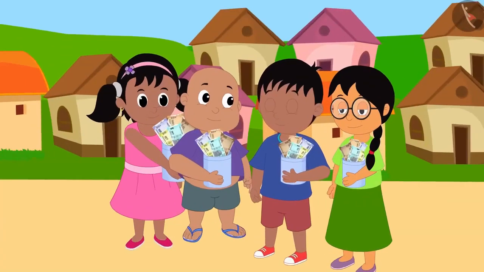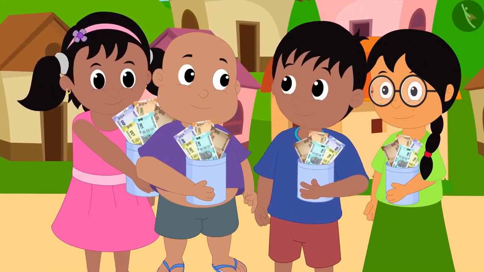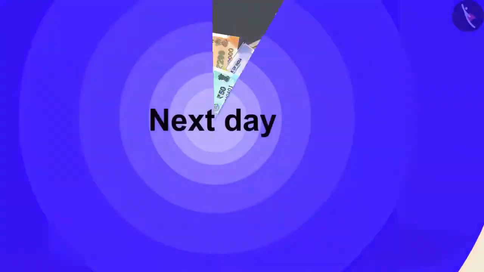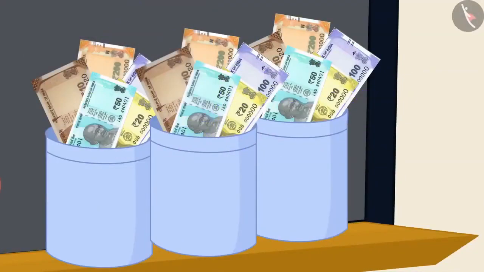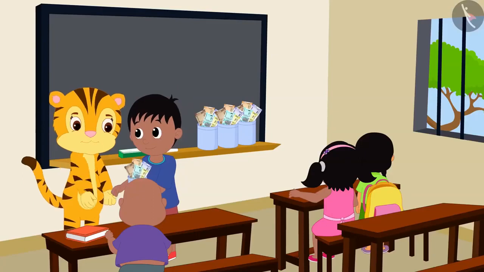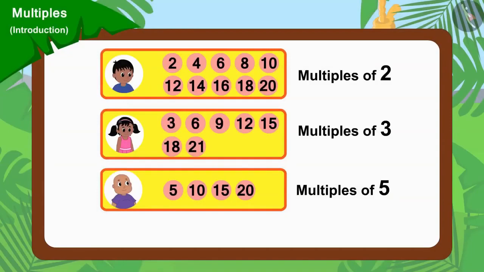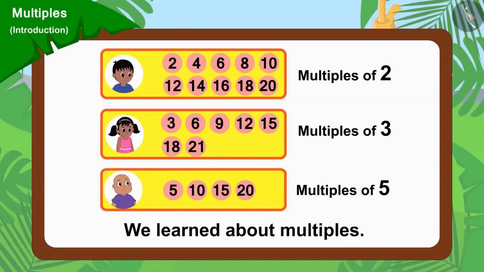Raju, Pinky, Meenu and Bablu amassed a lot of donations through their hard work. The next day, they gave all the money they had collected to their teacher and got a lot of appreciation from her. Children, in this video we learned about multiples. In the next video, we will learn more about it through some interesting examples.